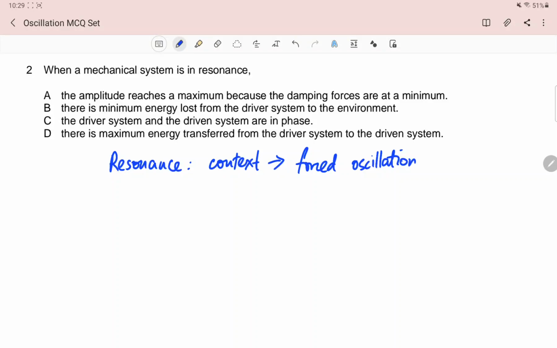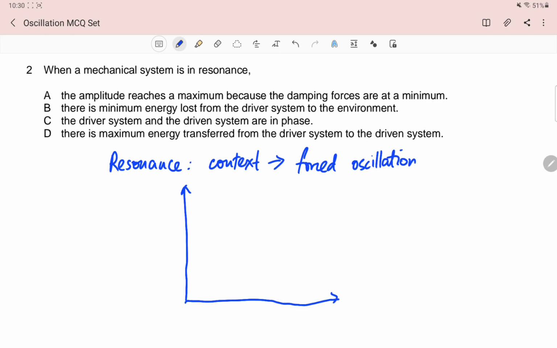For question 2, you're supposed to just figure out which statement is describing what's happening when a system is in resonance. So first and foremost, we need to understand resonance. This term is talking about a particular phenomenon that we observe when the system is undergoing forced oscillation. Okay, so there's always a driver and there's a driven.